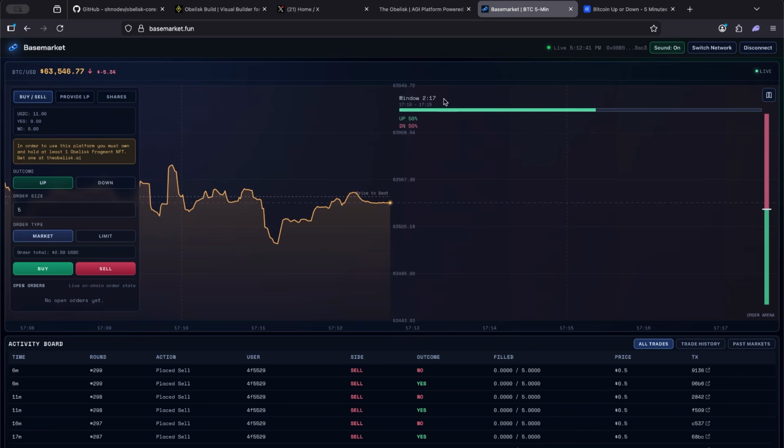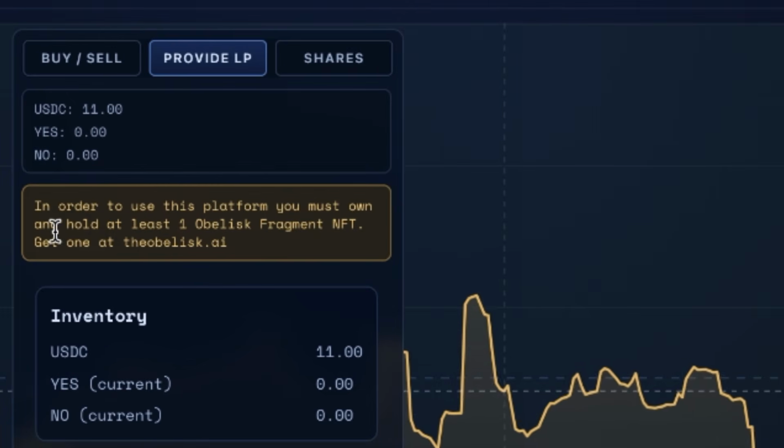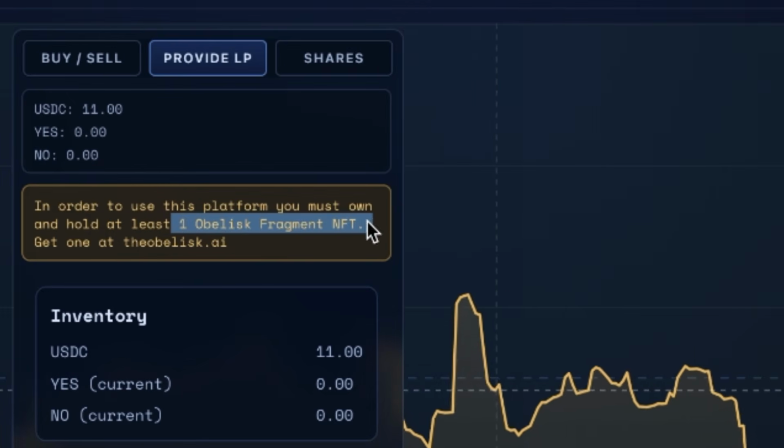So right now, we have about 2 minutes left. So you can go to the Provide LP tab. And first of all, as you can see here, in order to use this platform, you must own and hold at least one Obelisk Fragment NFT.